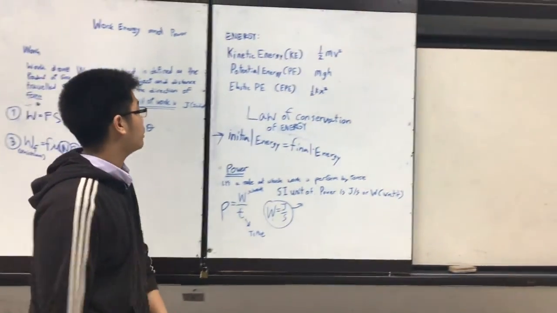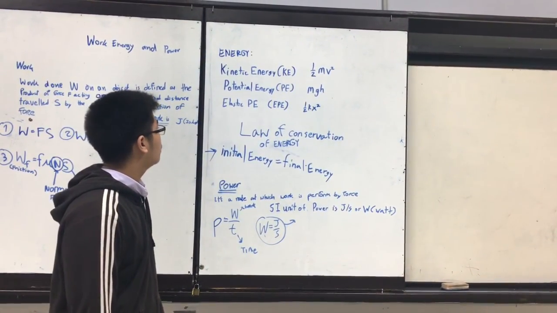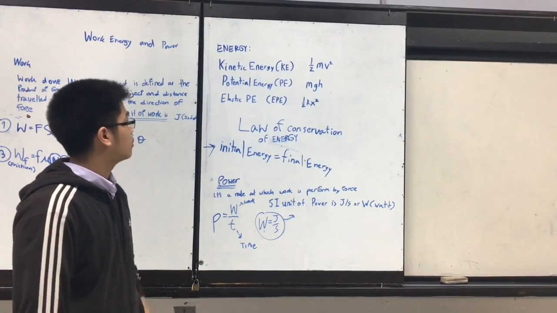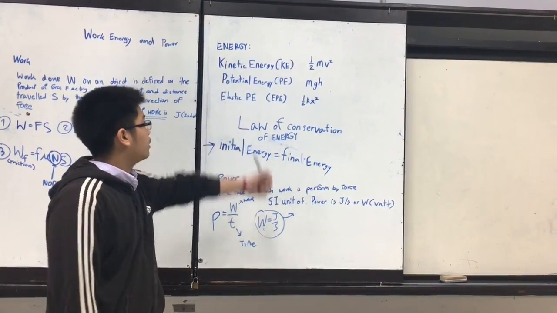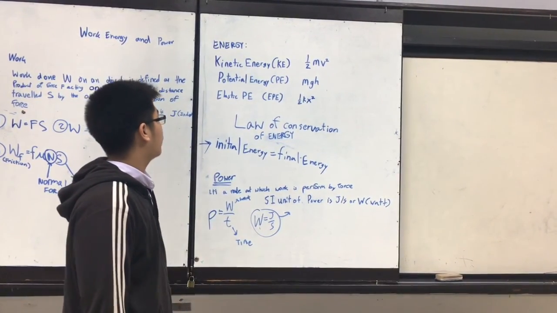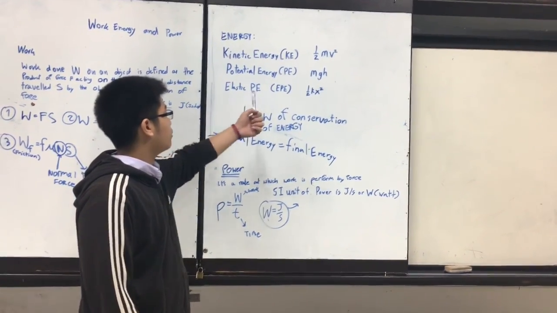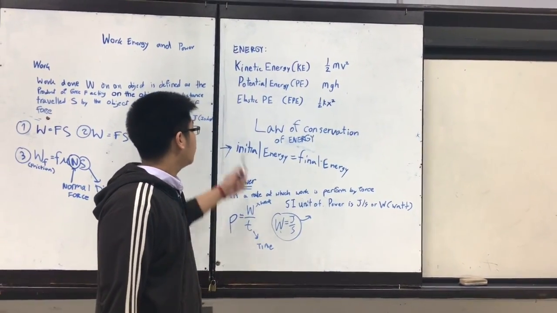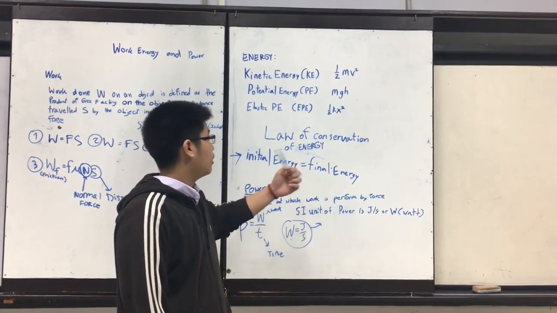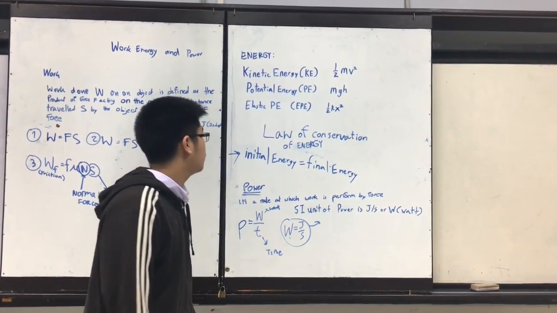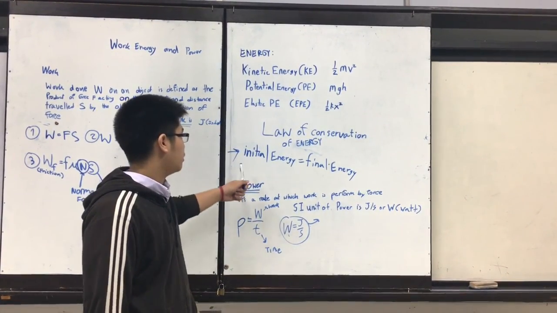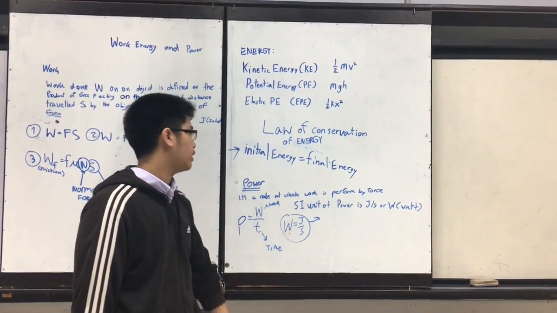The next one, energy, has three types too. The first one is kinetic energy, 1/2 mv square. The second one is potential energy, mgh. The third one, elastic potential energy, 1/2 kx square. The law of conservation of energy is initial energy equals final energy.